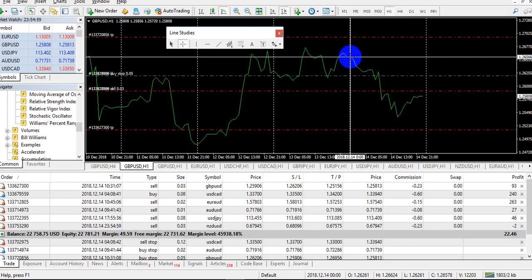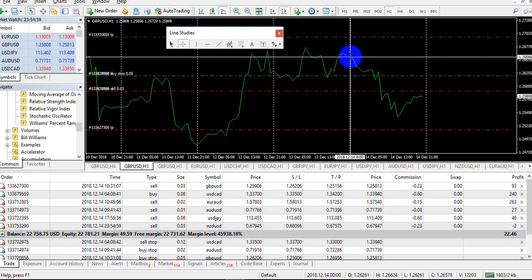Let me make a note of that. 1.2656, and we ignore the final digits. We only stick to the first 4 digits after the decimal point. Now, if price moves from 1.2656 to 1.2654, it will be said that price has moved 2 pips.